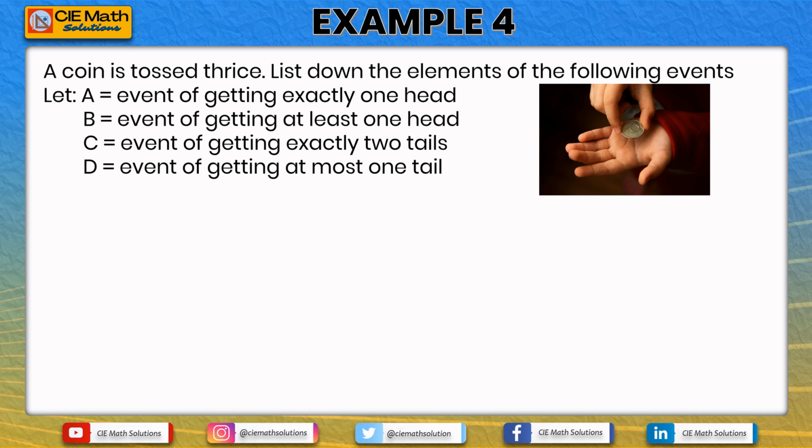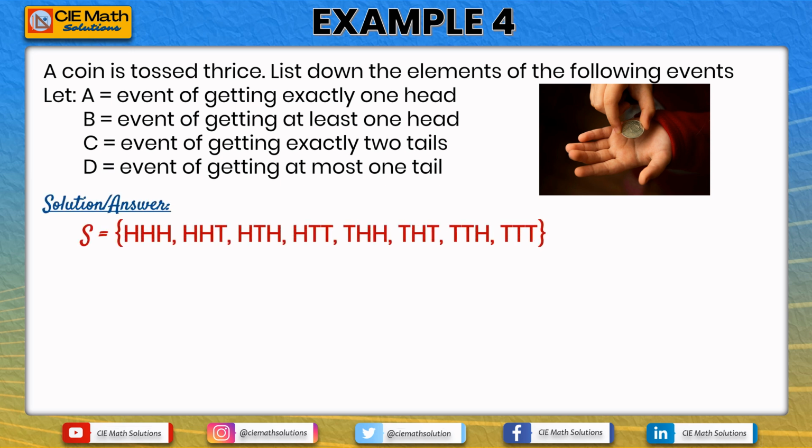The first thing to do is again list down the elements of the sample space. We have head, head, head. We have head, head, tail. We have head, tail, head. Head, tail, tail. We have tail, head, head, tail, head, tail, tail, tail, head, tail, tail, tail. Double checking the elements 1, 2, 3, 4, 5, 6, 7, 8. There are 8 elements of the sample space.